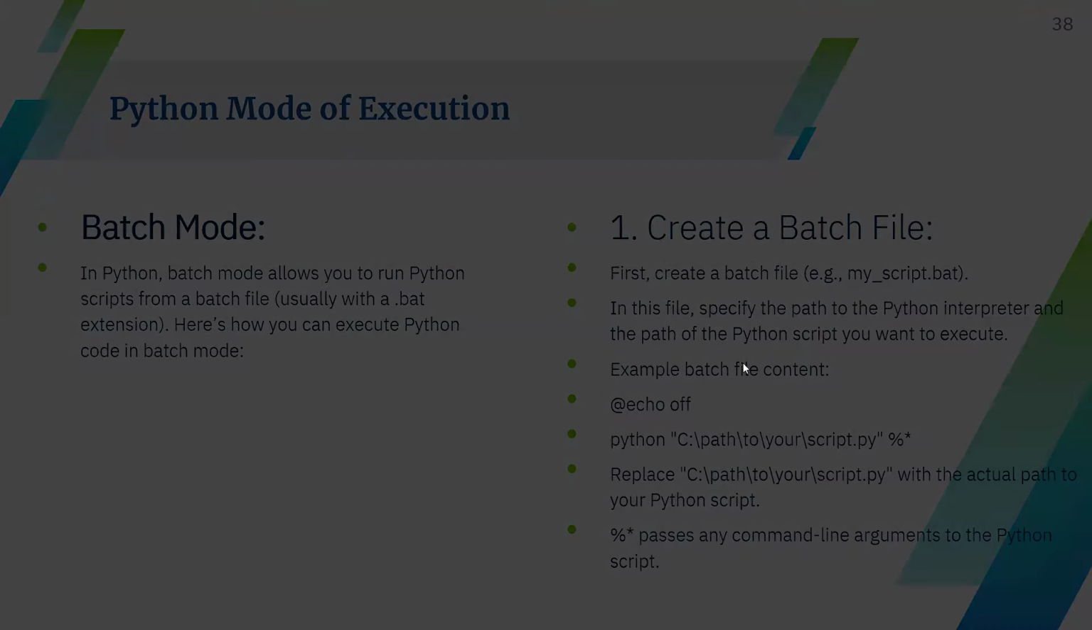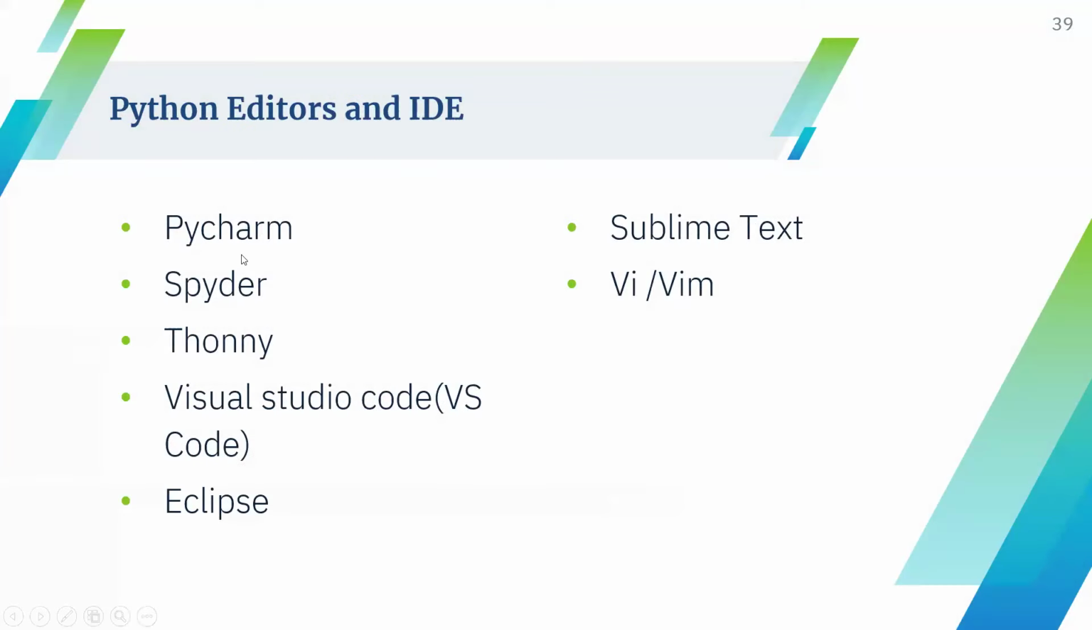Got it? So coming to editors and IDEs, we have PyCharm, Spyder, Thonny, Visual Studio Code, Eclipse, Sublime Text, and Vi or Vim. We have a lot of editors and IDEs. PyCharm is an IDE, Spyder is an IDE, Visual Studio Code is an IDE, Eclipse is an IDE, Sublime Text is an editor, Vi/Vim is an editor, Thonny is an editor. We have different types of editors and IDEs, and we can use any of them.